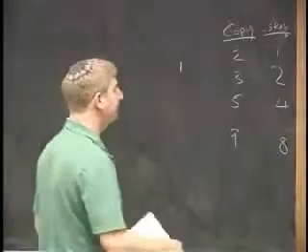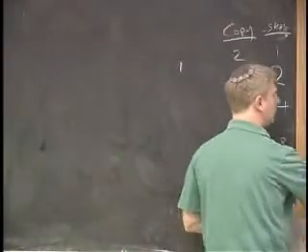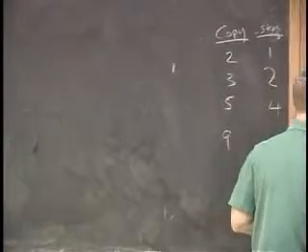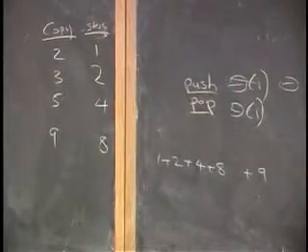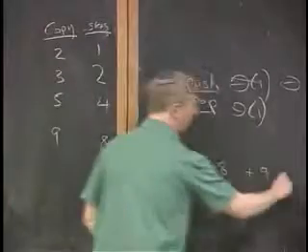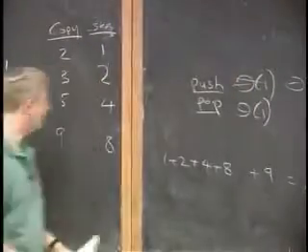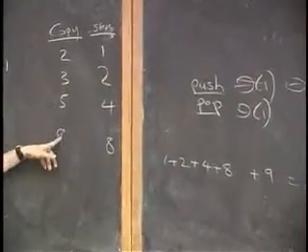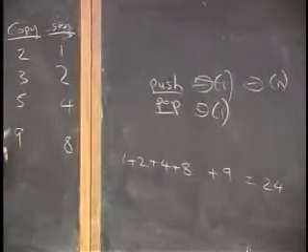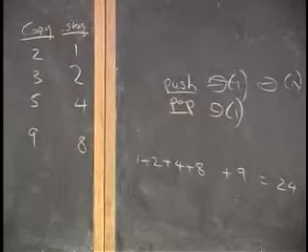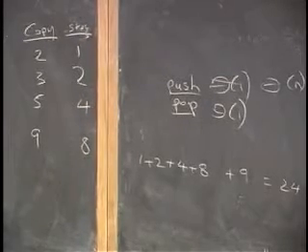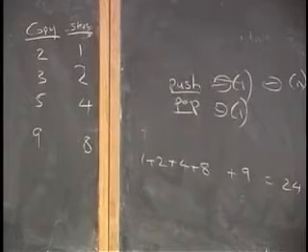Let's add it all up. 1 plus 2 plus 4 plus 8 plus 9. 12, 14, 15, 24. Exactly 3 times 8, the number before this. Now, is that an accident or is it not an accident? Sam yelled out 3n, so it's probably not an accident. And let's analyze and make sure that it's not an accident.